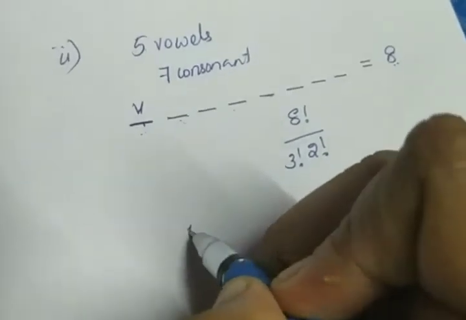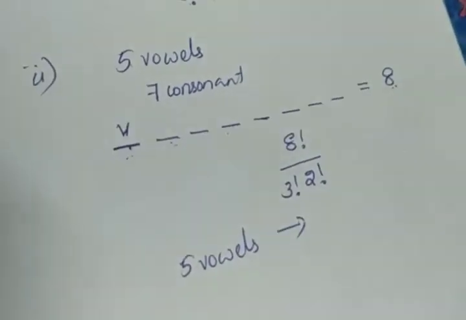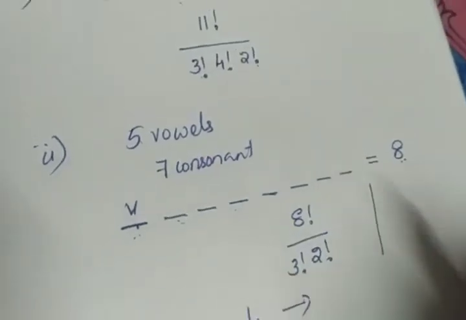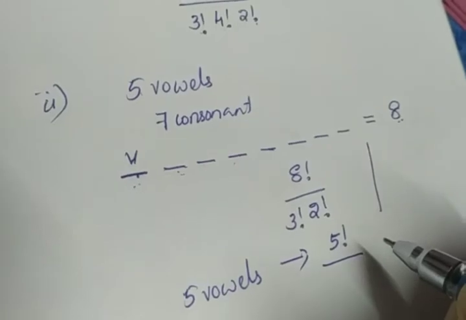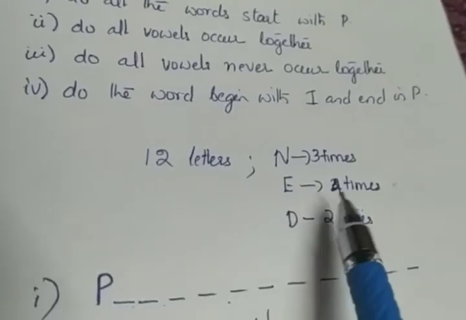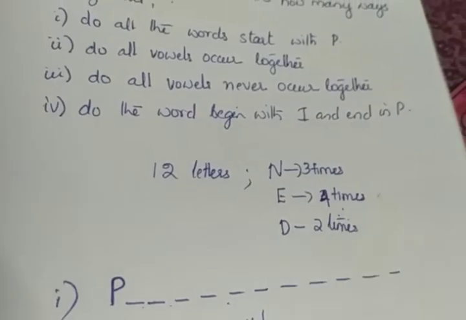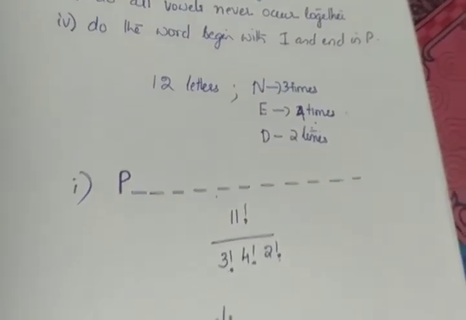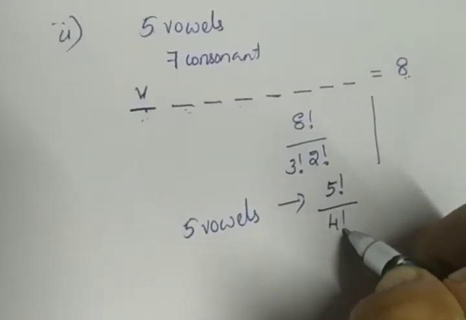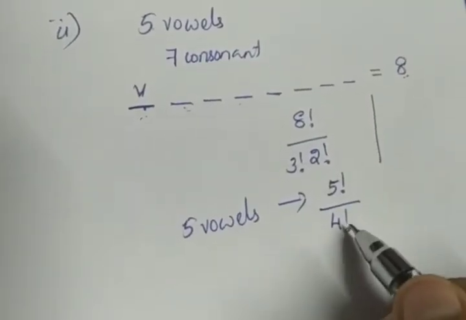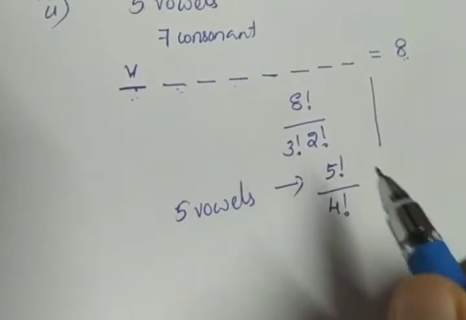Again, in how many ways can the 5 vowels be arranged? 5 factorial, isn't it? There are a total of 5 vowels, and out of these 5 vowels, E repeats 4 times, isn't it? If repetition is there, by the theorem, what we have to do? We have to divide it by the number of times it is repeating. So 5 factorial divided by 4 factorial is the number of ways in which the 5 vowels can be arranged, or the number of ways in which the 5 vowels come together.